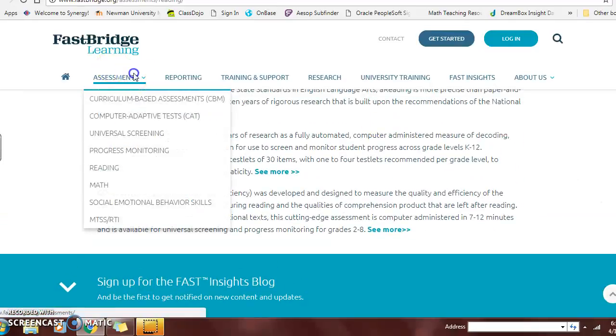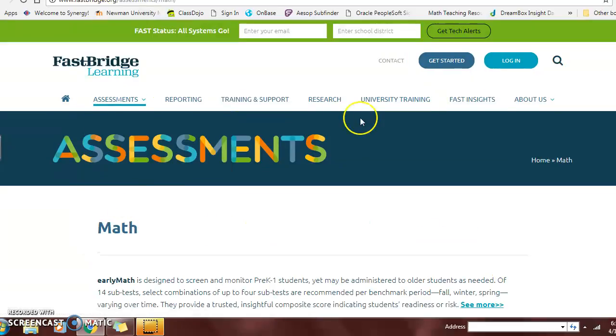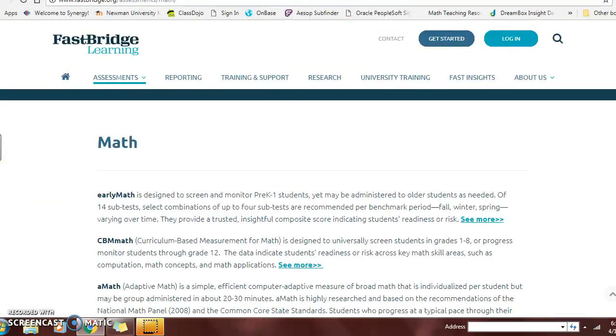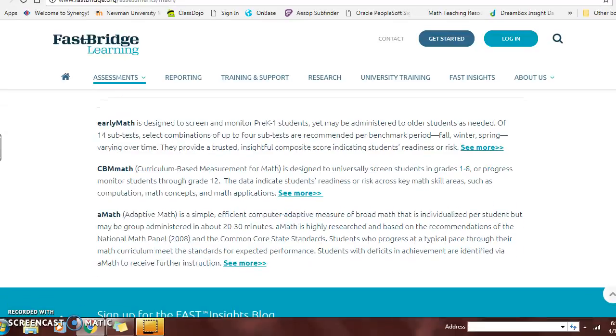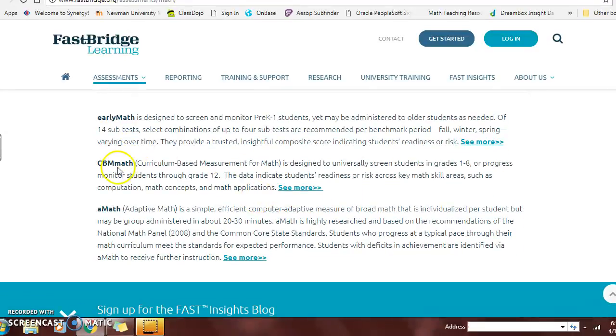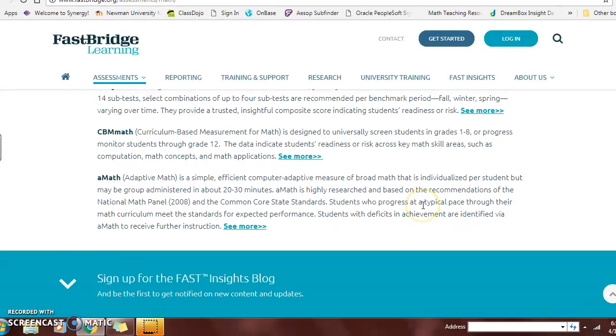And then if we go here to math, early math again is for pre-K to first grade, so I don't do those. CBM math is math fluency, basically just those basic math facts. And then A math is the Common Core standard type math questions where they have to think, answer, and solve the problems with steps and everything like that.